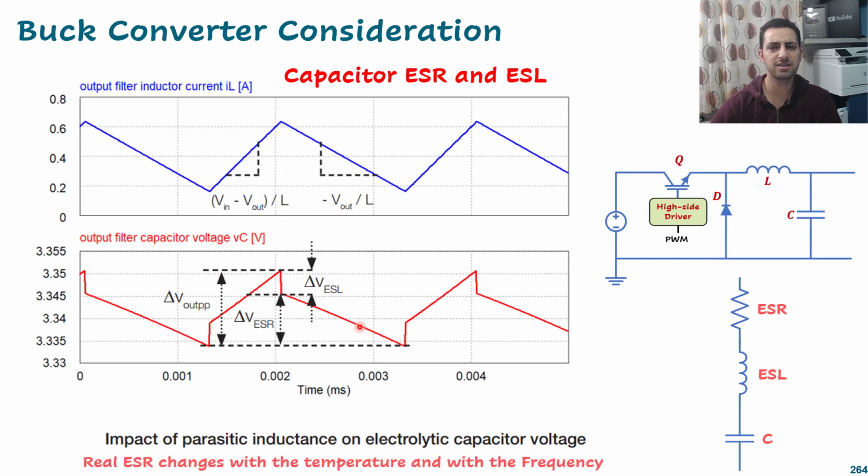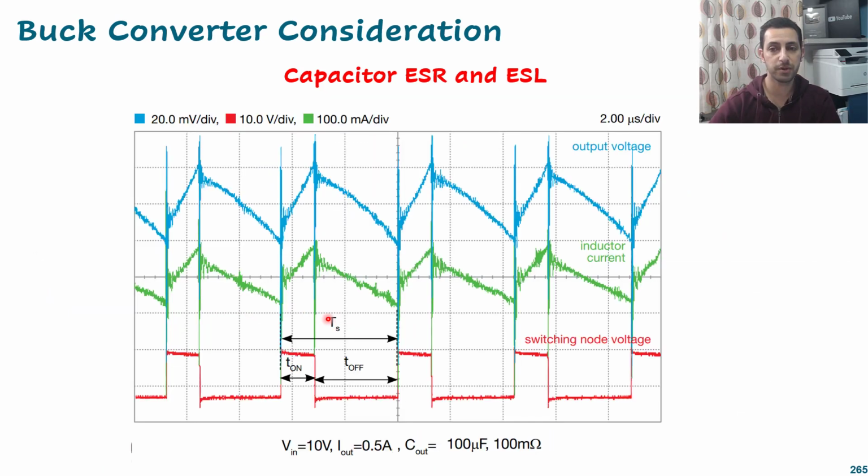The other thing is the variation of the ESR with the temperature. A real ESR changes with the temperature and with the frequency, and this is also something that we have to consider. So the ESR here sometimes might increase or decrease with the temperature. So this is one of the examples of the current value. Here the current, the inductor current, and also the capacitor voltage. So the capacitor voltage is like a copy of the inductor current, and that means I have a very high ESR resistance.